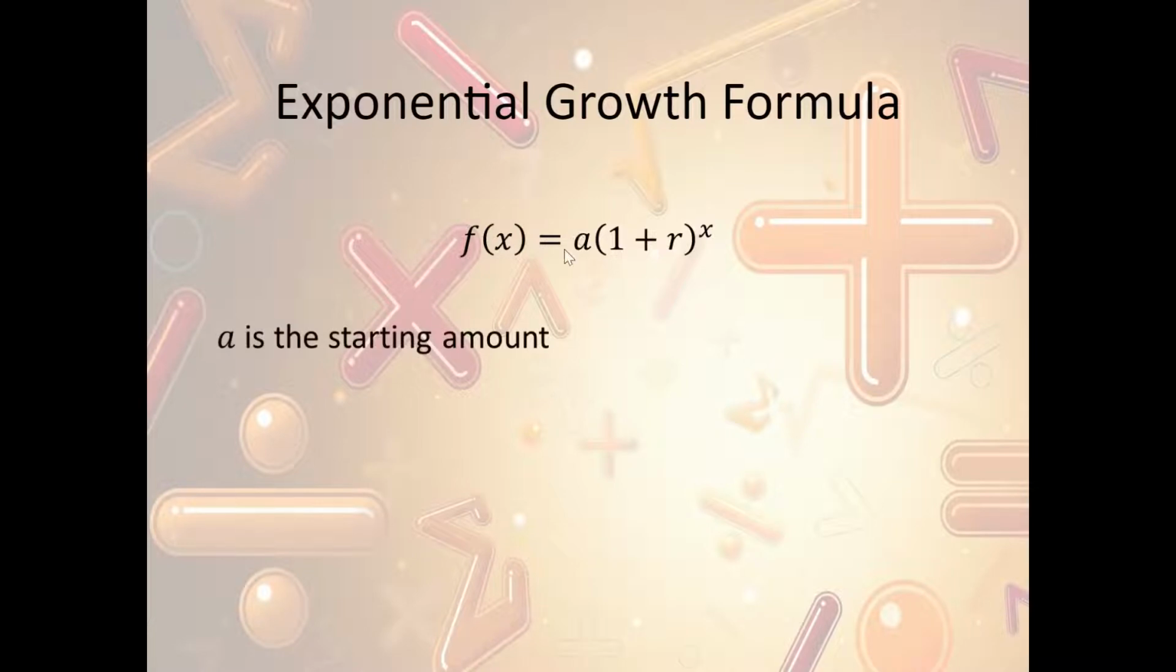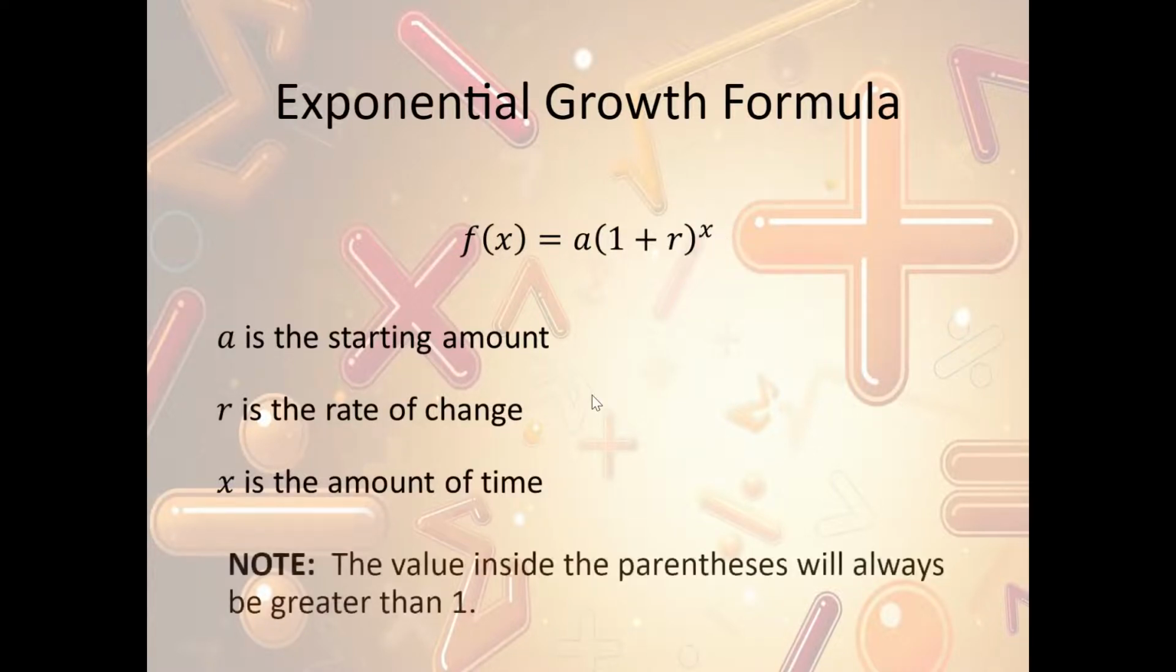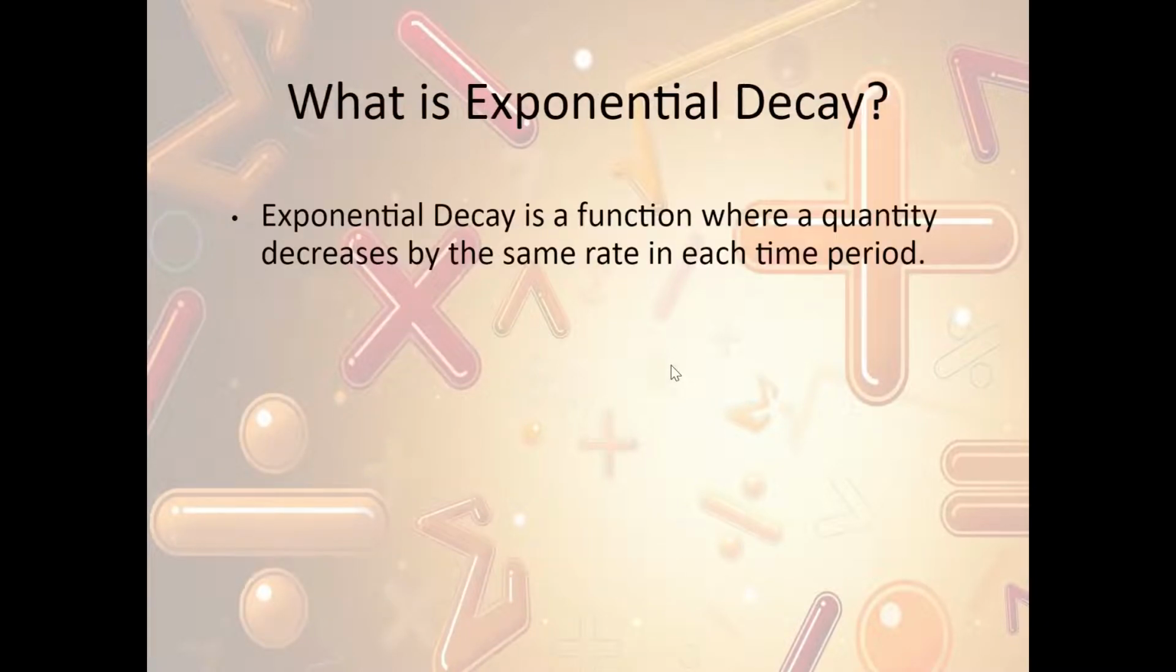So A is our starting amount. That's how much we start with. If we were talking about money in a bank account, that's how much money we put into the account. R is the rate of change, meaning how much interest we are gaining. X is the amount of time. So let's say it goes monthly and we're doing it over 12 months. 12 months would be my X. Now notice the value inside the parentheses will always be greater than 1 with exponential growth because I'm adding 1 plus some number. It doesn't matter what number that is, it won't be negative, so we know it'll always be greater than 1. So let's look at exponential decay now.